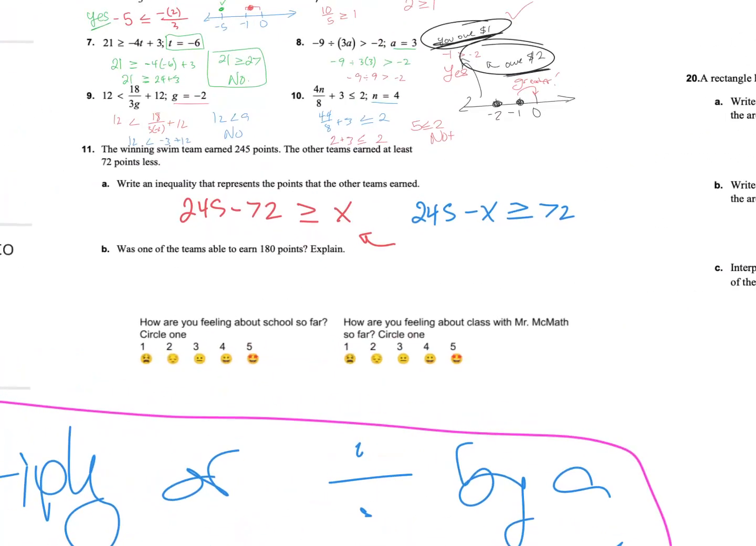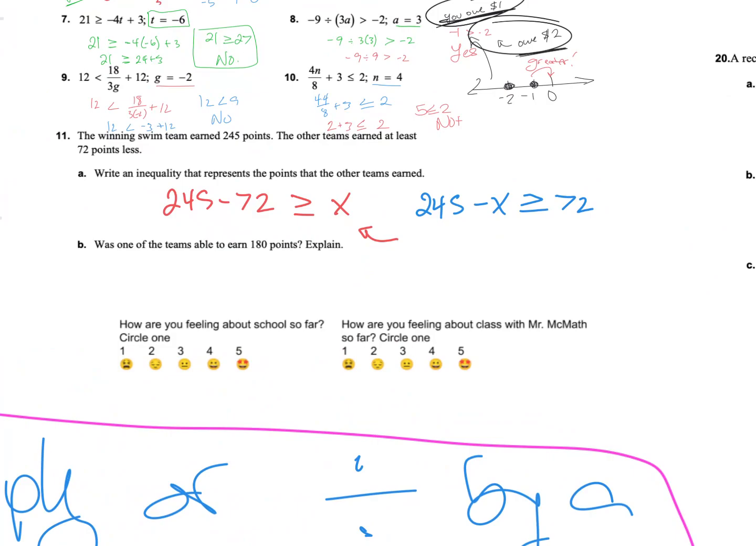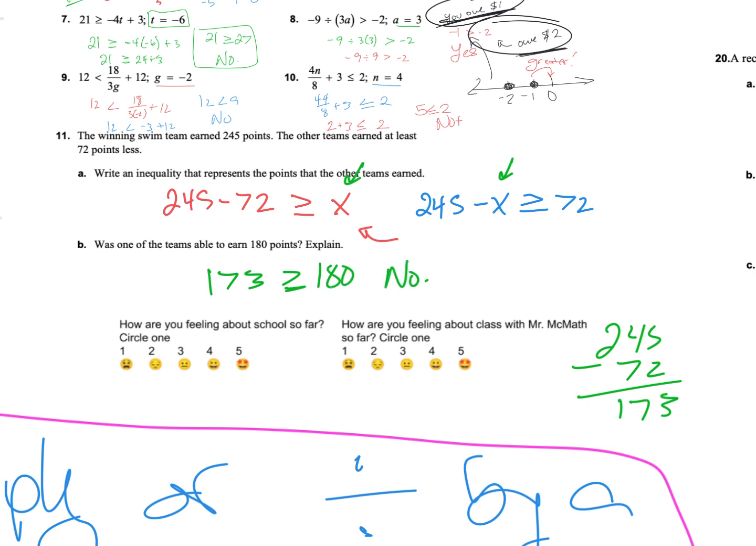So now let's jump over here and do part B and see what it says. Was one of the teams able to earn 180 points? Explain. So let's plug in 180 here and 180 here and see if it makes any sense. First of all, 245 minus 72 is 173. Is that greater than or equal to 180? And the answer is no.